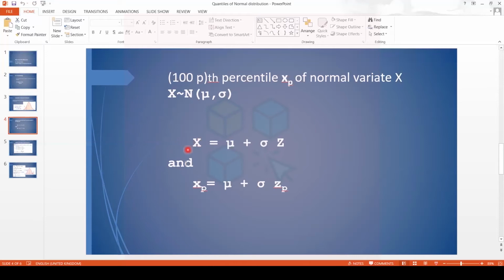When we substitute their corresponding values, they are denoted by small xp, and Z by small zp. The expression will be the same: xp is equal to mu plus sigma zp. And this expression is used to calculate the value of xp, which is the pth quantile of the normal distribution.